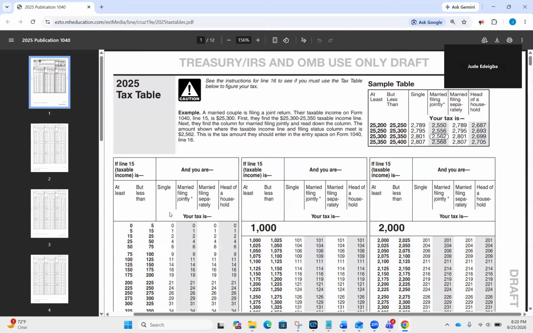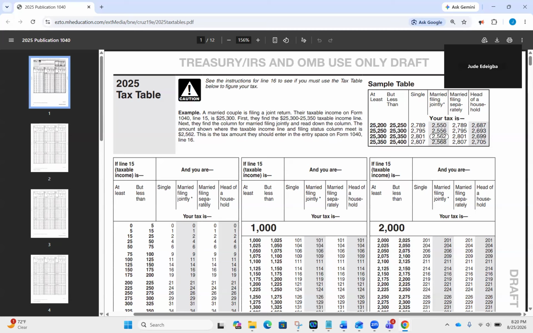you have the first sub-column, which is single, which means you are not married and you are not head of household or other options. And then the second one is married filing jointly, which is very common with people who are married. Married filing separately, which is a filing status chosen by those who are married but choose to file separately.